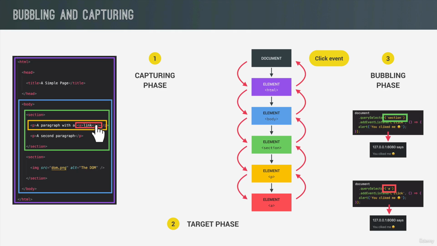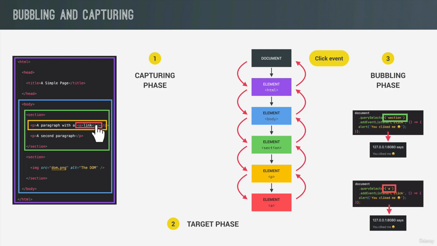So we would have handled the exact same event twice, once at its target and once at one of its parent elements. And this behavior will allow us to implement really powerful patterns, as we will see throughout the rest of this section. So this really is very, very important to understand.